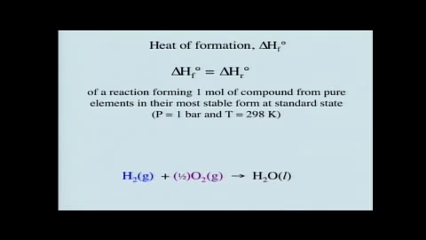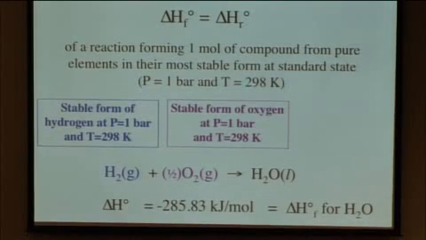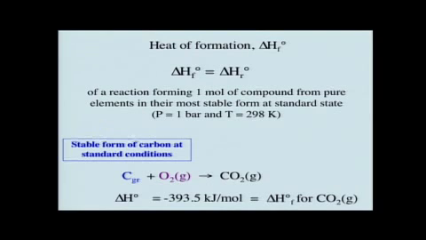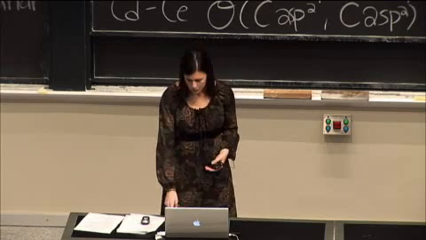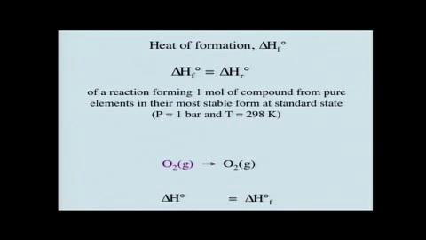But let me say that, for example, if we're talking about water here, that's formed from hydrogen and oxygen if we're talking about the elements in their pure forms at 1 bar standard states and room temperature. And if we look this up in our textbook, we would find that the delta H of formation for water is negative 286 kilojoules per mole. Similarly, we can look up the same thing, for example, for carbon dioxide. And what we'll find here is that our delta H of formation that we look up is negative 393.5 kilojoules per mole. We can also look up or think about what our delta H of formation would be for oxygen.